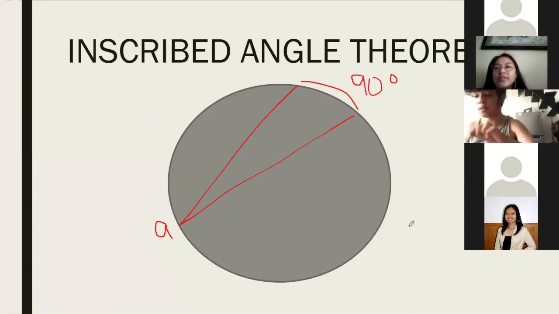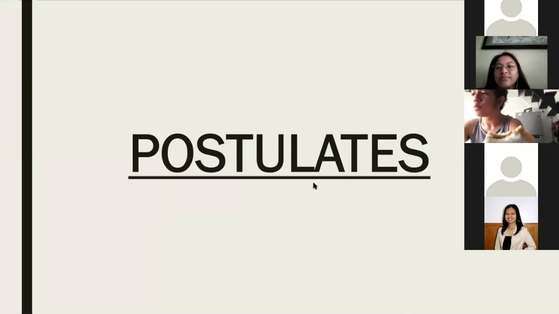45. Tama. So, kung hahanapin mo yung inscribed angle of the arc, divide by 2 lang. Kasi, kalahati siya ng arc niya. So, that's the theorem. So, now, let's move on to the postulates.